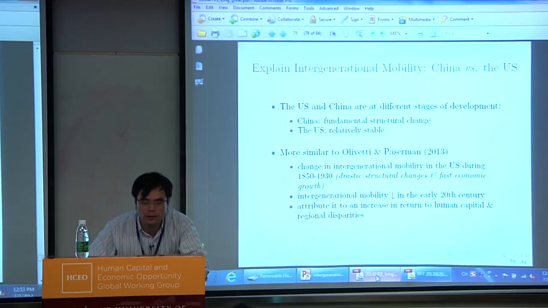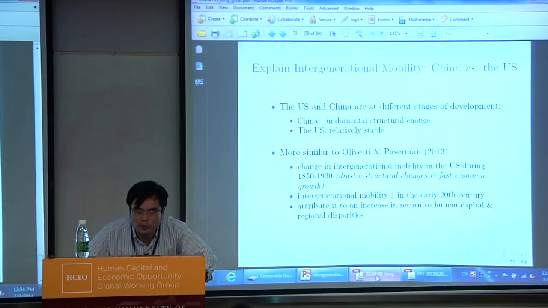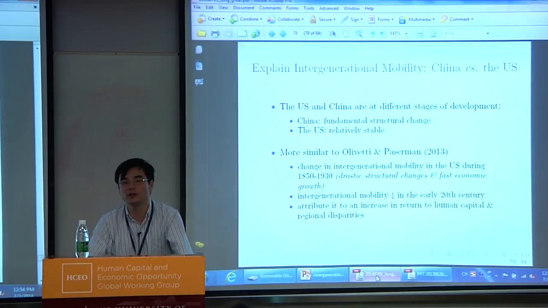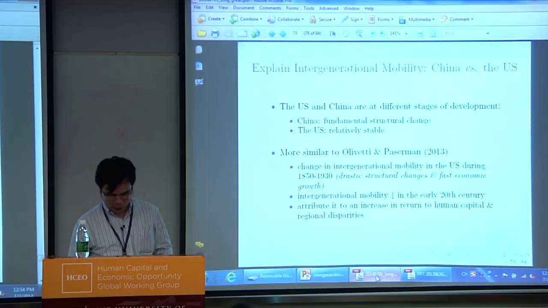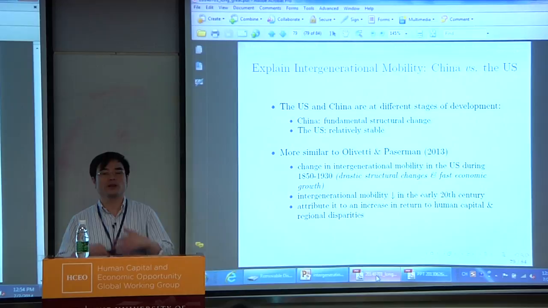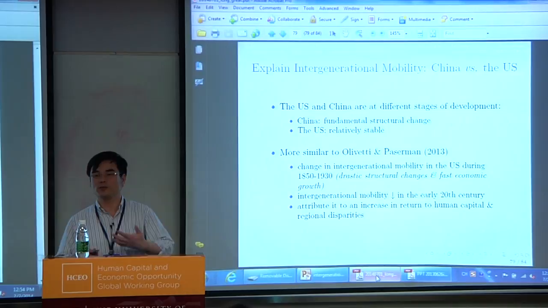They find that in the early 20th century, intergenerational mobility was also going up, and they also attribute it to an increase in return to human capital and regional disparity. So that historical period is very similar to what we are going through. What China is going through is not very strange. It's not good news, but it seems understandable and reasonable. So don't be too upset.